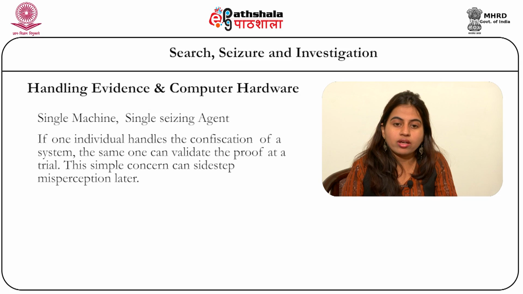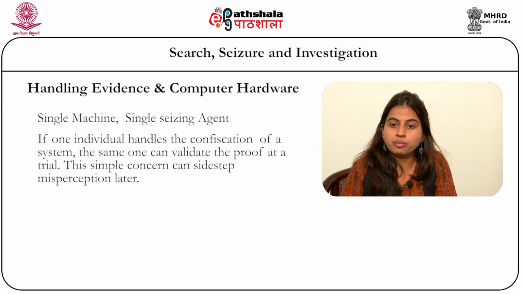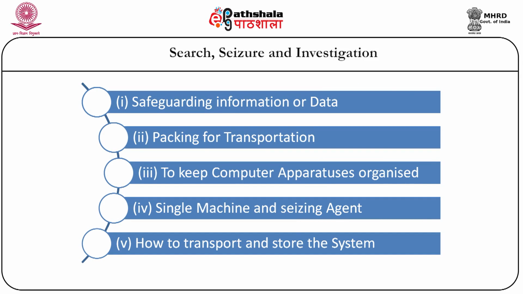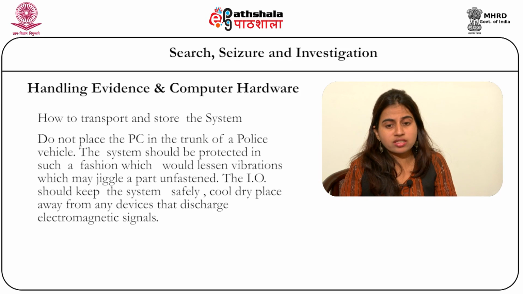Next chapter is about the handling of evidence and computer hardware. First point talks about protecting the data. The IO must also safeguard the disks or cartridges he discovers at the place of search, with reference to keeping the data safe. Most compact disks and cartridges have a little sliding tab that prevents altering the disk information when fixed properly. Inserting a blank disk in the hard drive of the system will prevent them from booting up from the hard drive if they are inadvertently switched on.